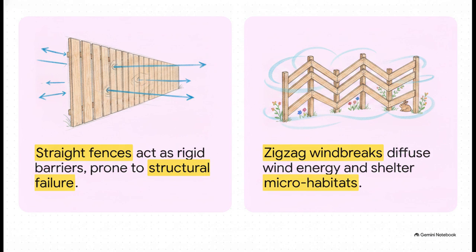A zigzag windbreak, on the other hand, utilizes aerodynamic friction. It actively diffuses and deflects the wind's kinetic energy. It stands its ground beautifully, preventing wind throw. Plus, as an awesome bonus, those little folds and embayments in the zigzag create sheltered, diverse microhabitats for plants and animals on the leeward side.